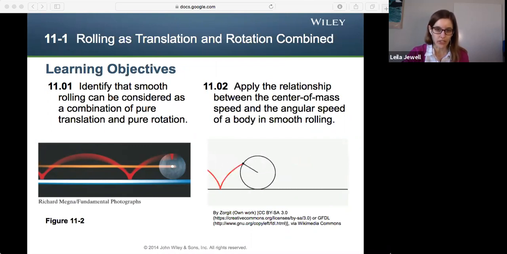Smooth rolling can be a combination of translation, which is shown with this yellow light in the middle of the rolling object here, and the red light, which is highlighting the rim. The path that the red light takes is actually known as a cycloid. So that's an interesting aside there.